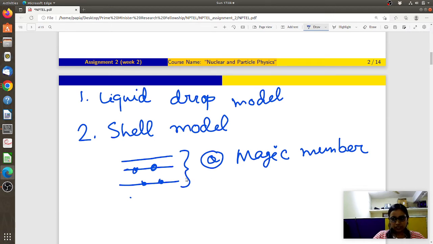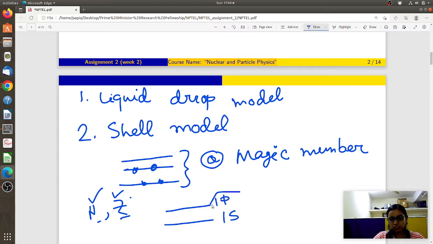In the shell model, the neutron and proton numbers, that means N and Z, as we already mentioned in the previous lecture, N is the neutron number and Z is the proton number. Neutrons as well as protons can be distributed among different energy levels, like 1s and then 1p. In 1p, due to the spin orbit influence, two portions will be there, 1p 3/2 and 1p 1/2.